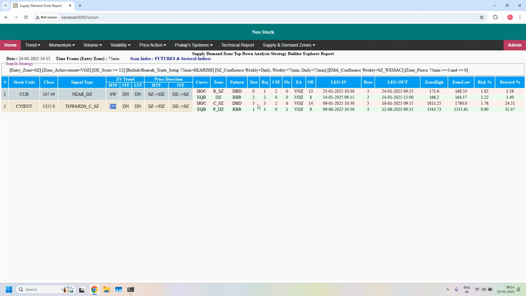Maybe that is the reason we already tested this zone 3 times. Okay, this is a bearish trade setup for weekly income trade.